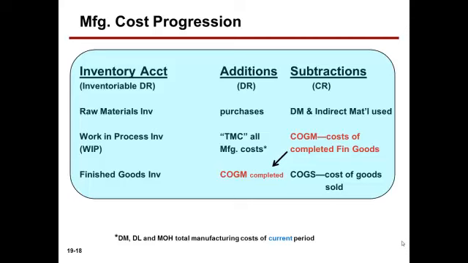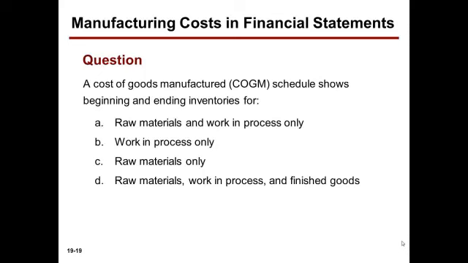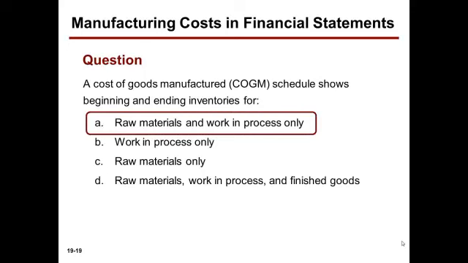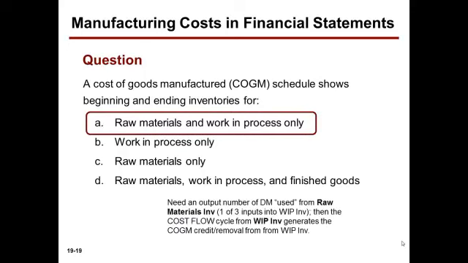So we just calculated COGM. That is a subtraction then out of work in process and becomes an addition to finished goods inventory. Review question. A cost of goods manufactured schedule, COGM, shows beginning and ending inventories for what? For raw materials and work in process only. We need an output number of direct material used from the raw material inventory account. That's the first of three inputs into the work in process inventory. Then the cost cycle from the work in process inventory generates the COGM credit or removal from that work in process inventory.